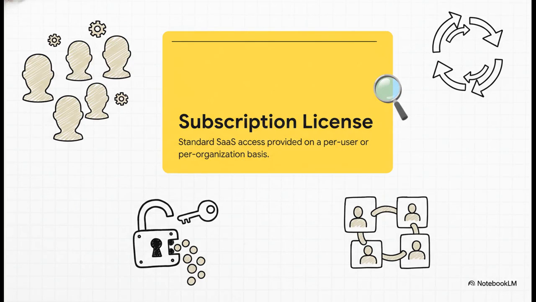For most people, the path is going to lead right here, to the subscription license. This is the classic software as a service or SaaS model that you've probably seen 100 times. You're typically paying per user, per seat, but sometimes it can just be a flat rate for your whole organization.